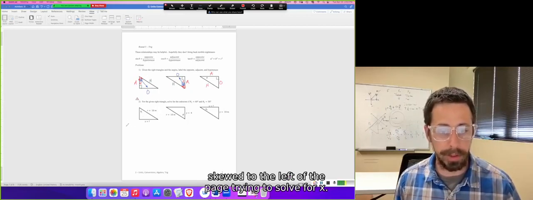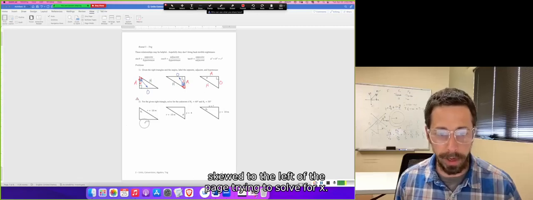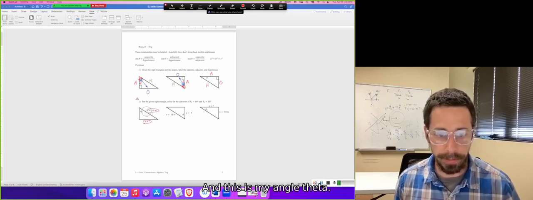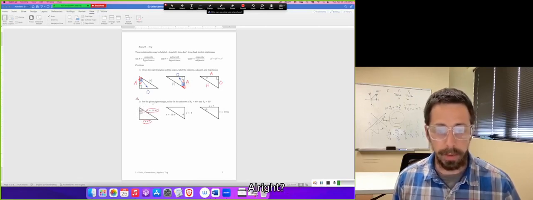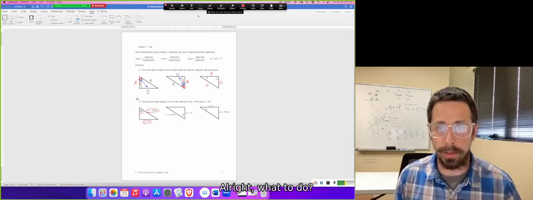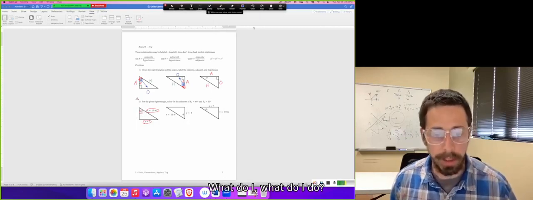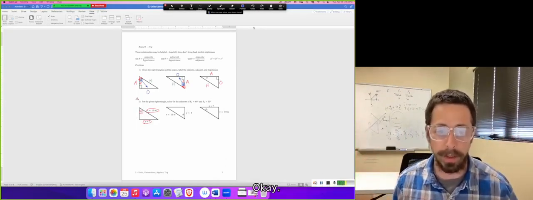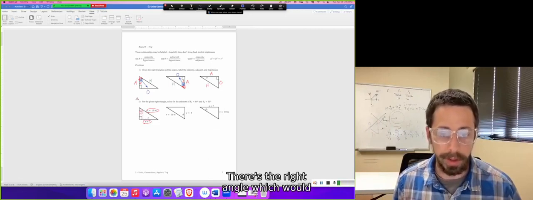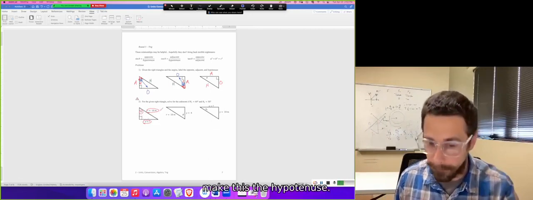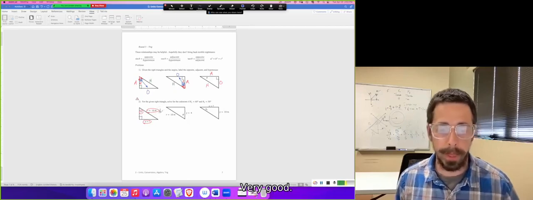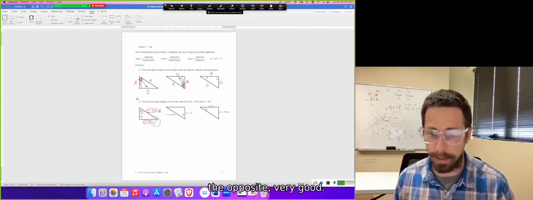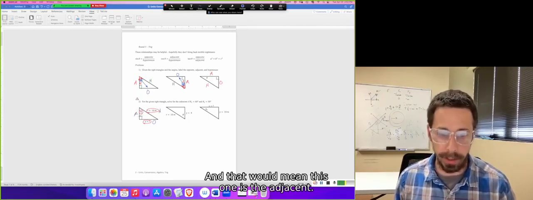Okay, so we'll work through the one on the left here first. I'm trying to solve for x. So here's x, and I'm given r, and this is my angle theta. All right. What do I do? Well, what did we do in the previous number? We identified sides here, right? Okay, we can start there. There's the right angle, which would make this the hypotenuse. Very good. Here's my angle. That would make this side right here the opposite. Very good. And that would mean this one is the adjacent.